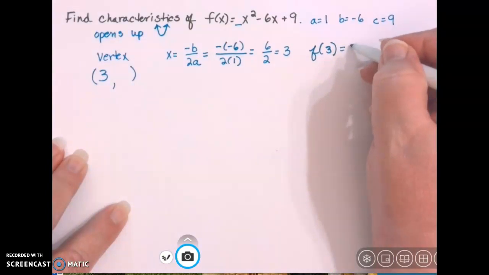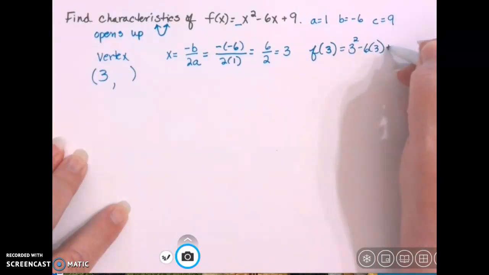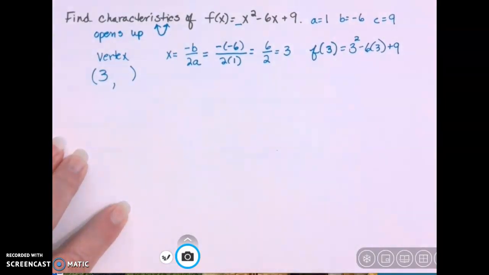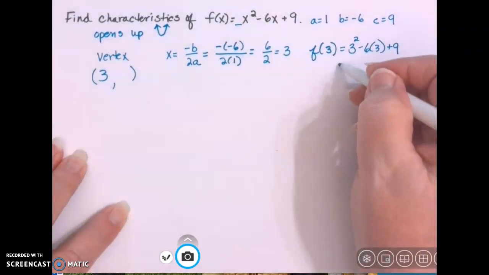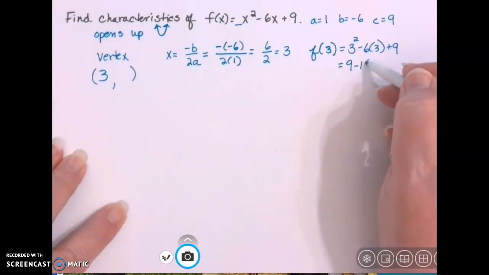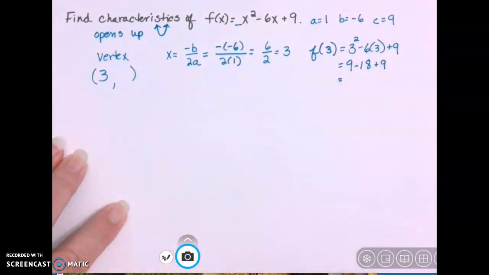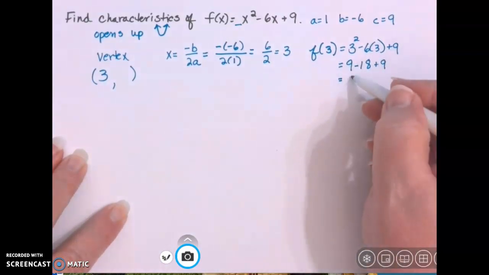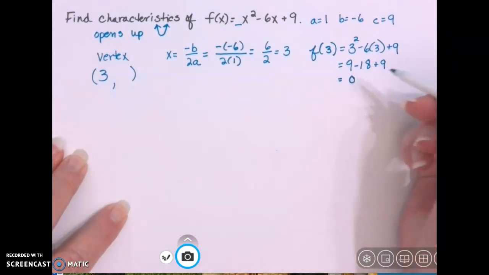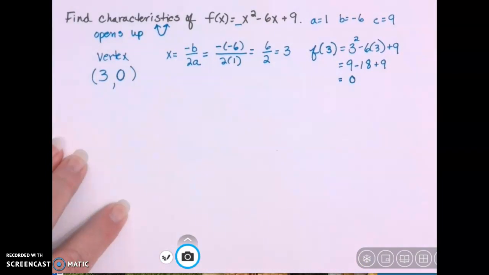So this gives us 3 squared minus 6 times 3 plus 9. We're doing substitution. 3 squared is 9. Minus 6 times 3 is minus 18. And I still have plus 9. So 9 minus 18 plus 9 is the same as 18 minus 18, so that's a 0. So that tells us that our vertex is the point (3, 0).